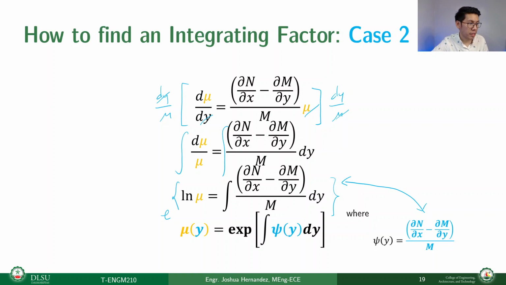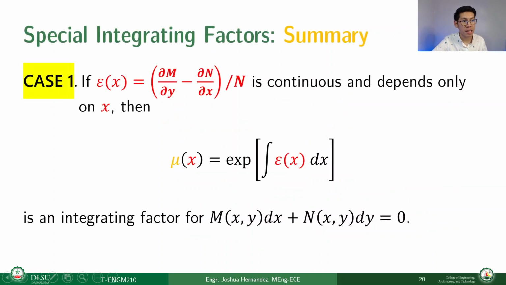We represent it as psi y. Okay. So, in summary, if a condition, let's call epsilon of x, is continuous, epsilon of x having this function, of course, partial derivative of m with respect to y minus partial derivative of n with respect to x divided by n, the n function or the n component of the M(x,y) dx plus N(x,y) dy differential form, is continuous and depends only on x, then it will have an integrating factor of mu of x equals e to the integral of epsilon of x dx for that differential form. So that's case 1.